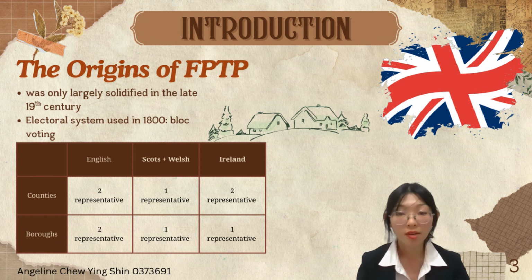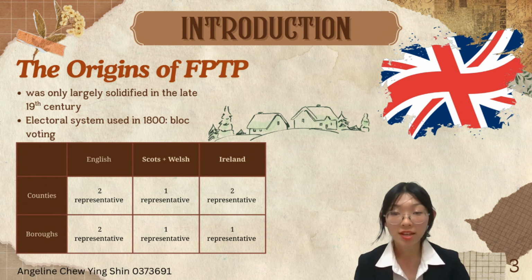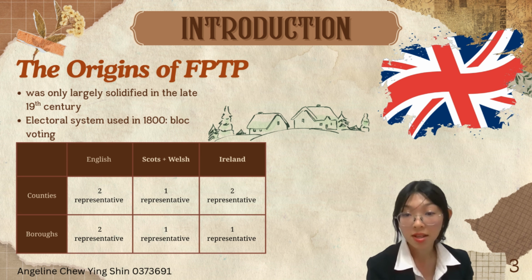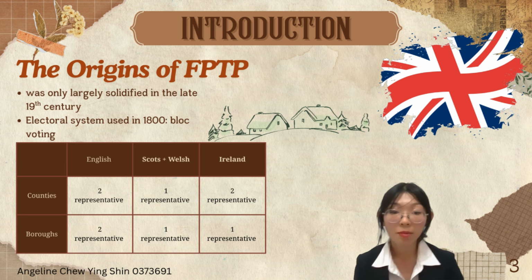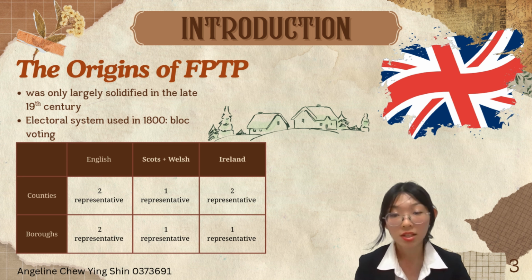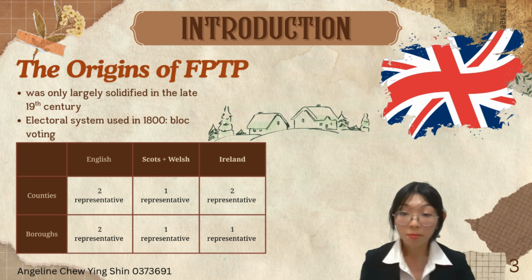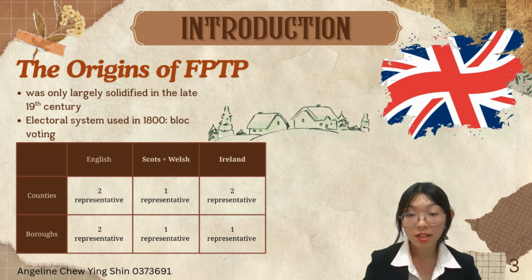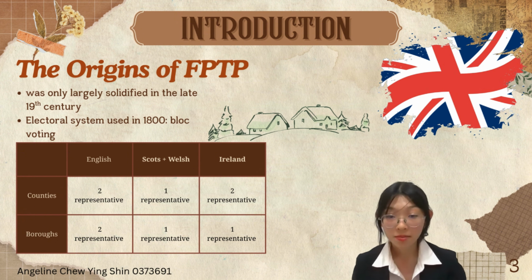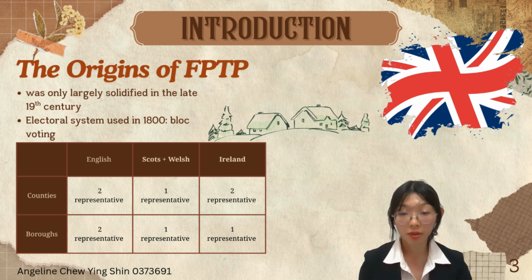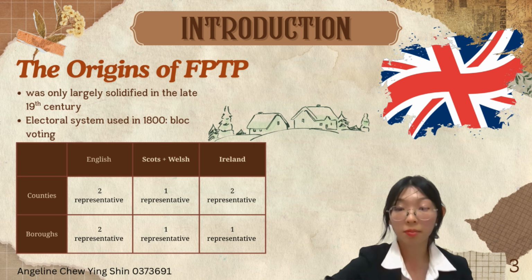Voting was conducted by block voting, meaning voters voted for as many candidates as there were seats, and those with the most votes win. However, there were huge variations in the number of members of parliament chosen by each constituency, its size, and the franchise within each constituency compared to today. Back then, many constituencies, specifically English counties and boroughs, elected more than one representatives as members of parliament. On the other hand, the Scots and Welsh county and borough were represented by one member only, while Ireland's county was represented by two members and their boroughs by one.